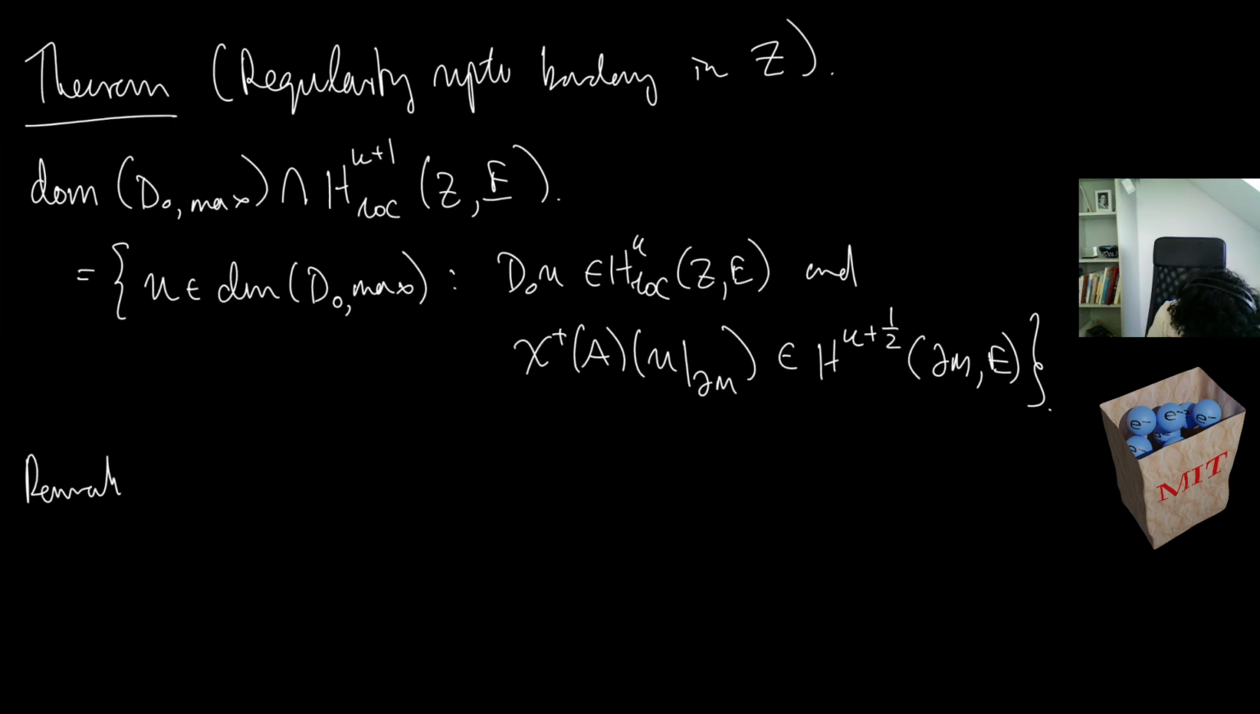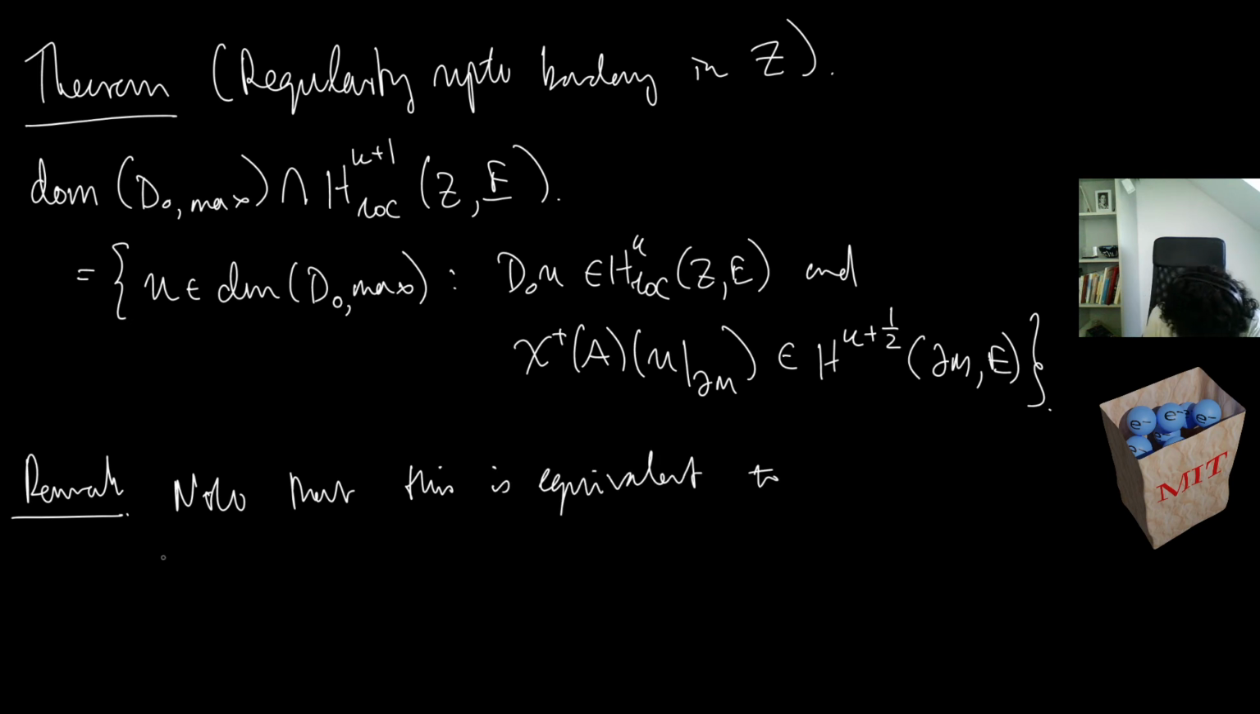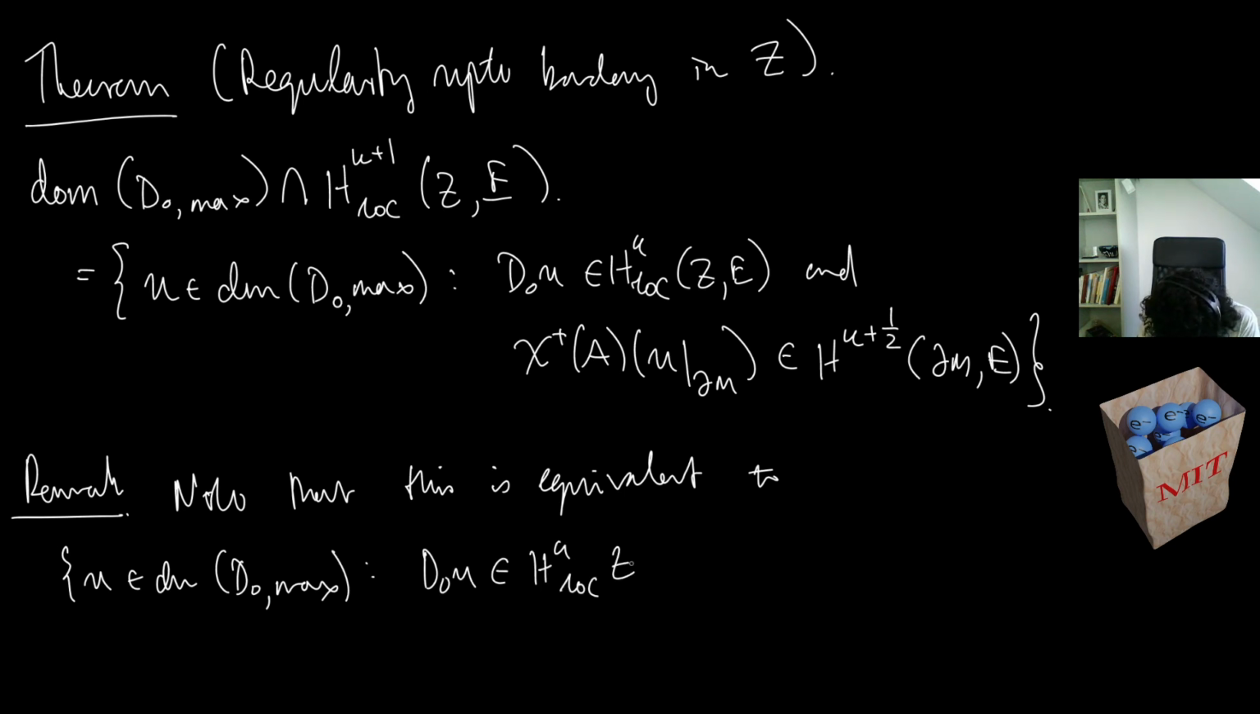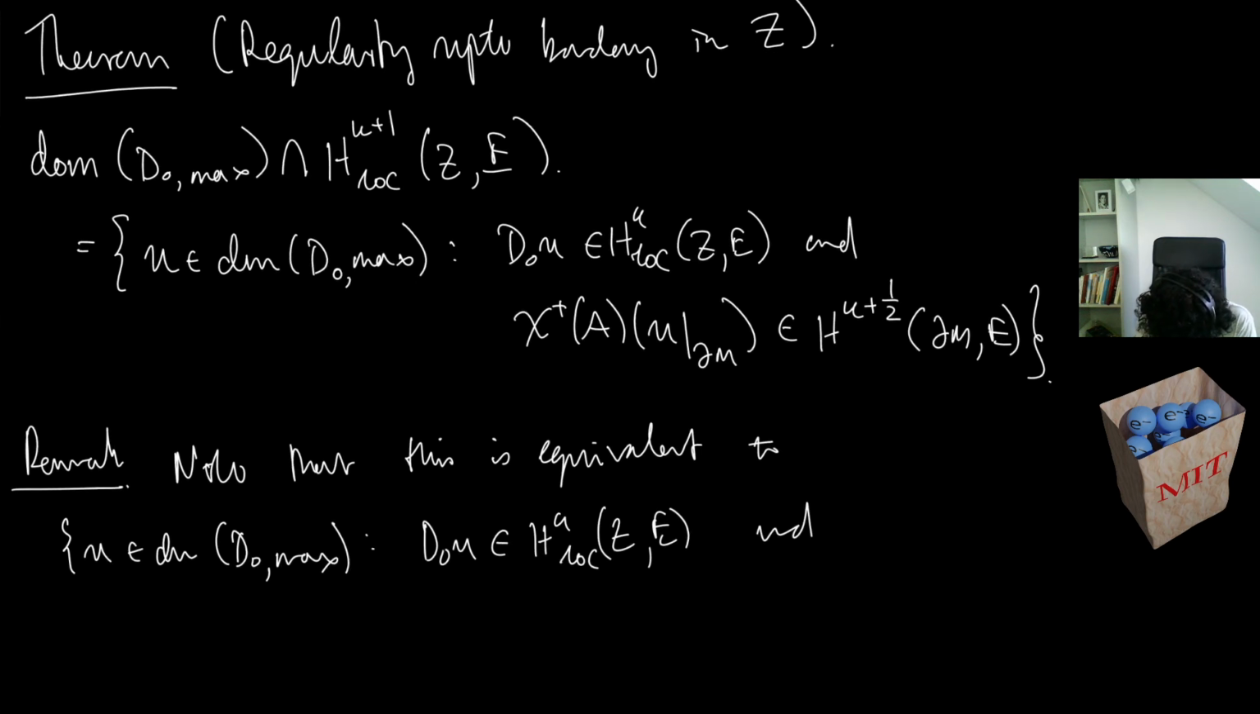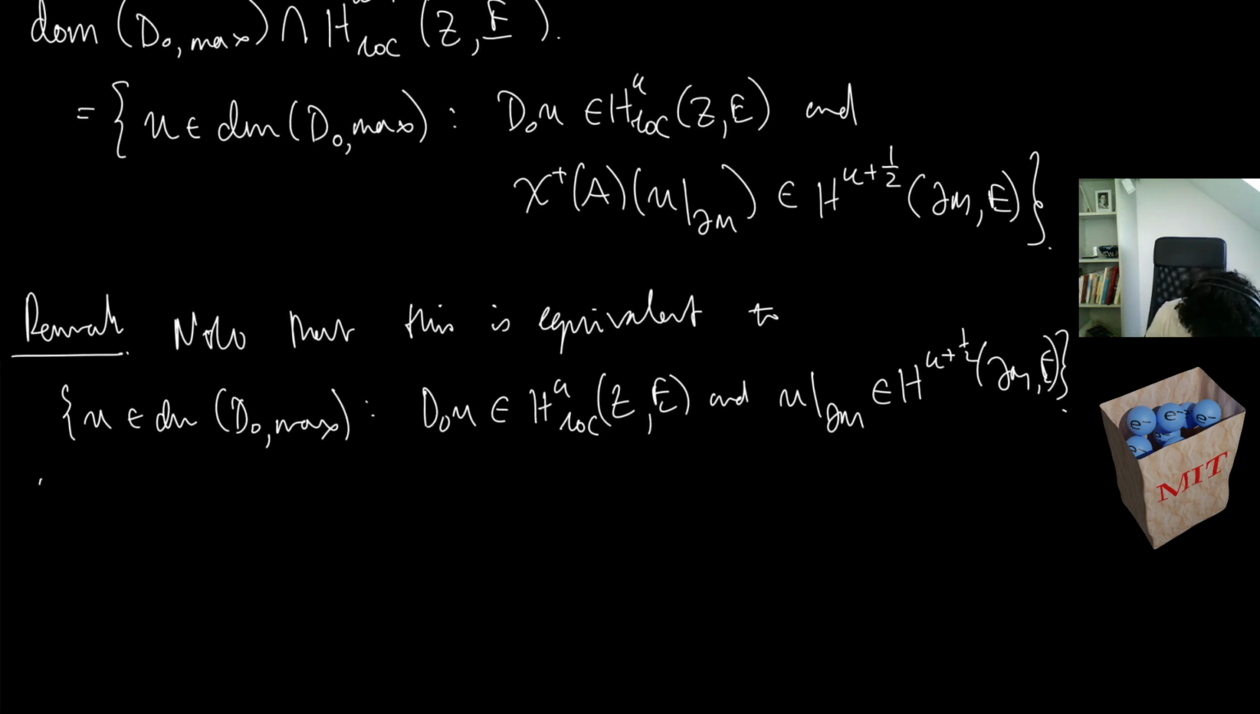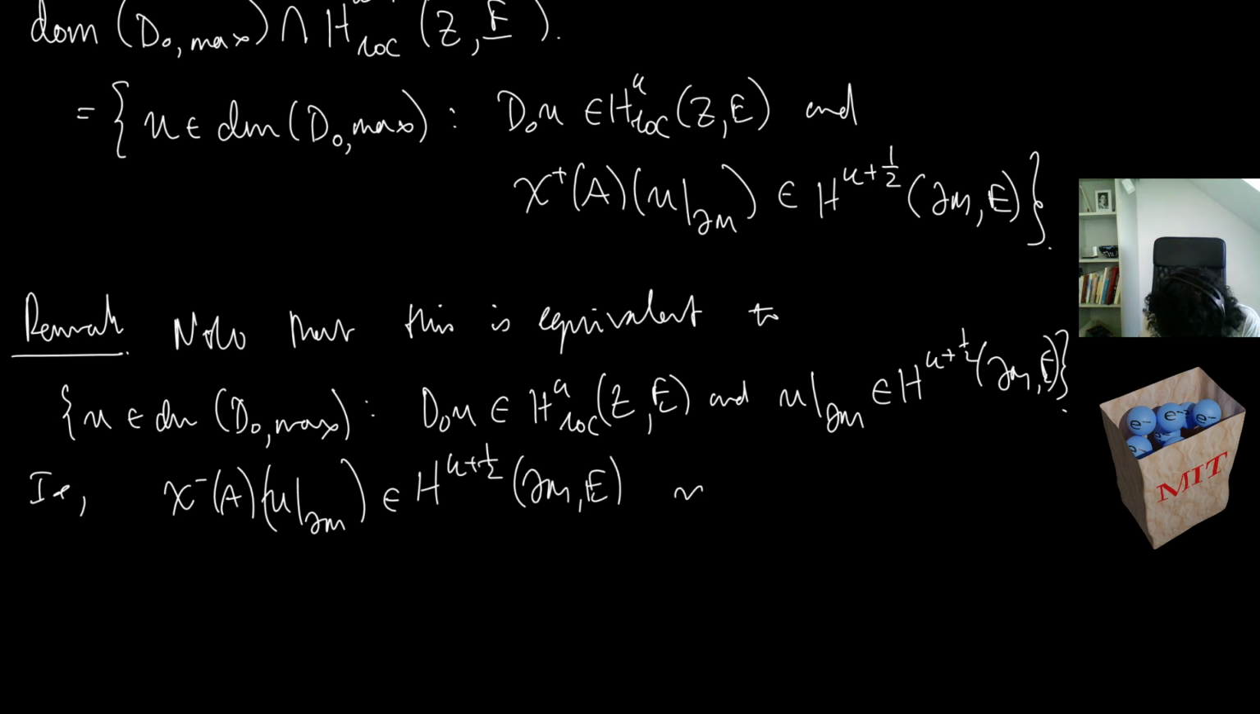So as a remark, let me just say as a remark before we prove this. Note that this is equivalent to saying that u in dom D_0,max such that D_0 u is in H^k_loc(Z; E) and u restricted to the boundary is in H^{k+1/2}(∂M; E), i.e. the negative projector having enough regularity on the boundary is automatic.